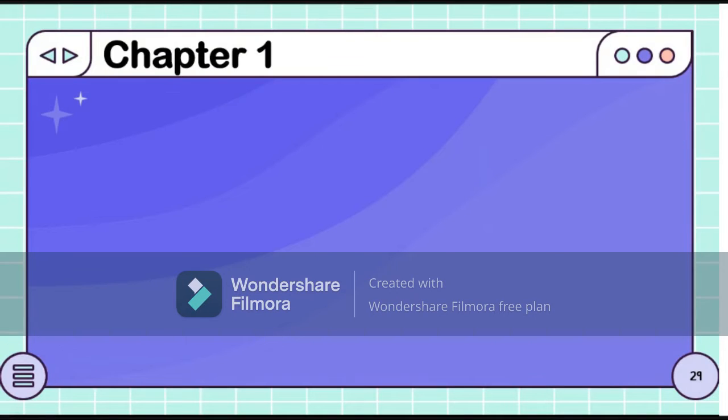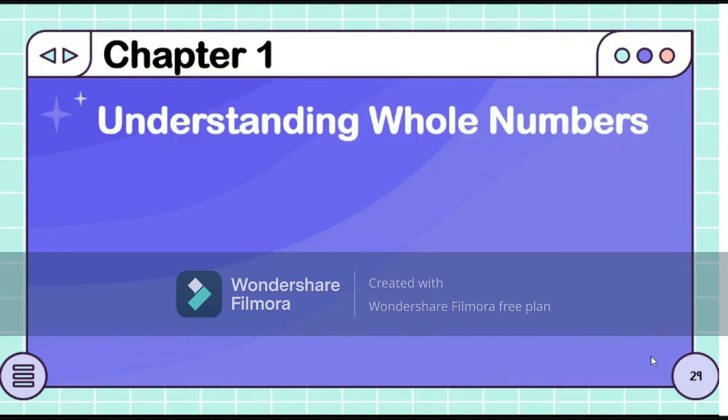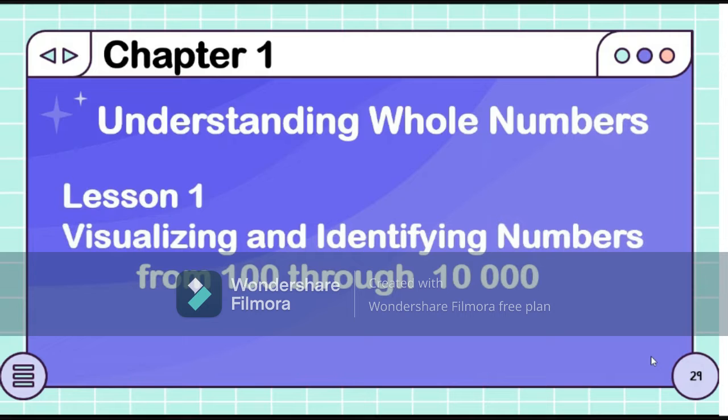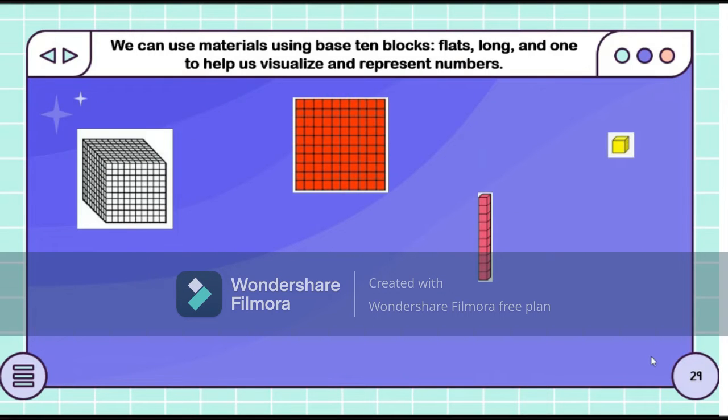Good morning sa inyong lahat. Ngayon mga bata, pag-aaralan naman natin ang understanding the whole numbers. Understanding whole numbers. So, lesson 1, visualizing and identifying numbers from 100 to 10,000.